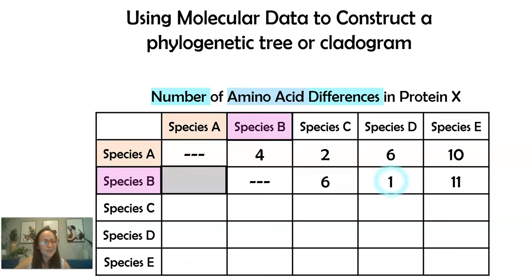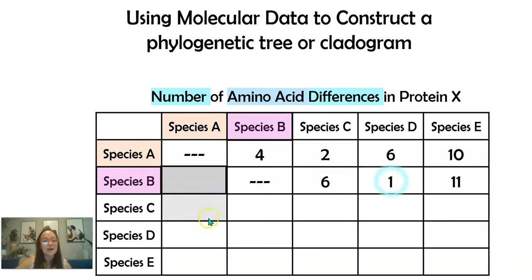Ooh, that one right there is pretty important. You always want to look for the numbers that are the smallest, which implies very closely related, a very recent common ancestor, as well as the numbers that are the most different. That also is going to tell you about your outgroup.